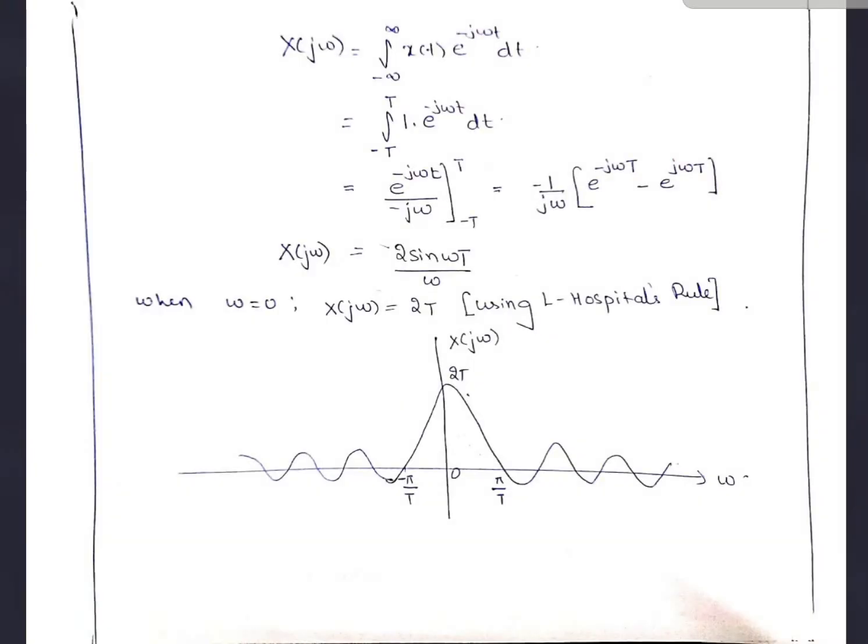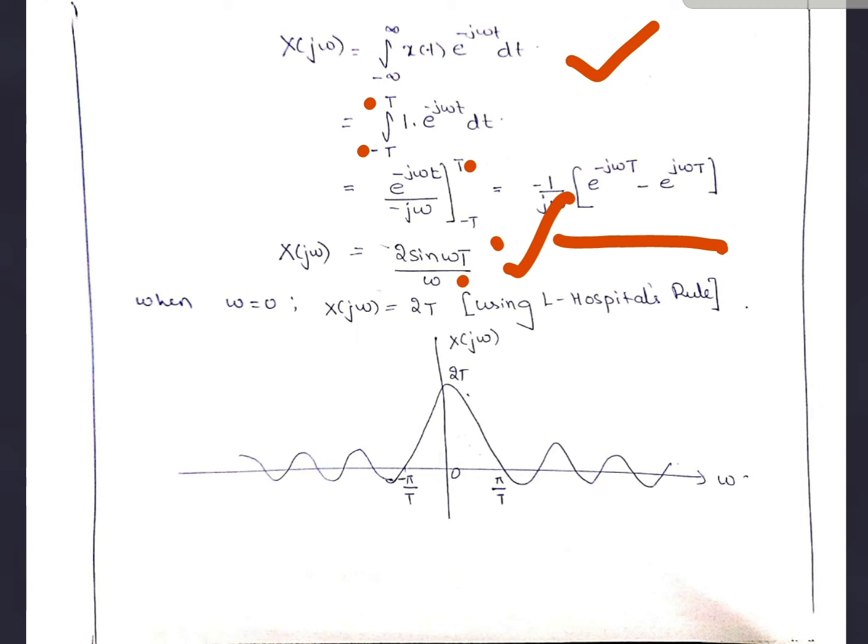So X of j omega is the integral from minus infinity to plus infinity of x of t e raised to minus j omega t dt. We know that only from minus T to plus T it is 1, otherwise it is 0. Therefore, the limits will change from minus T to plus T. So integrating this, e raised to minus j omega t by minus j omega, from minus T to plus T, substituting the limits and writing in the form of 2 sine omega T by omega.